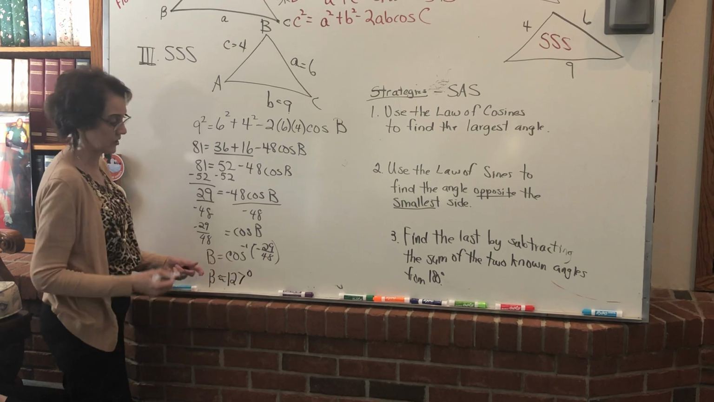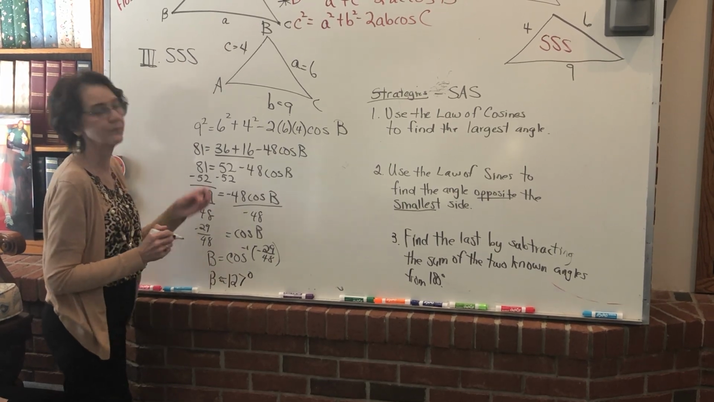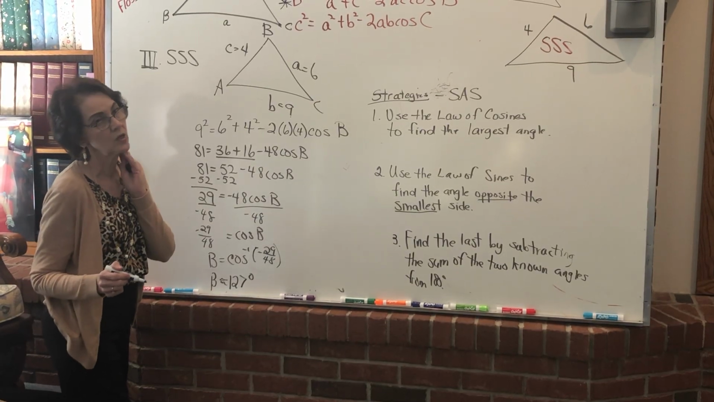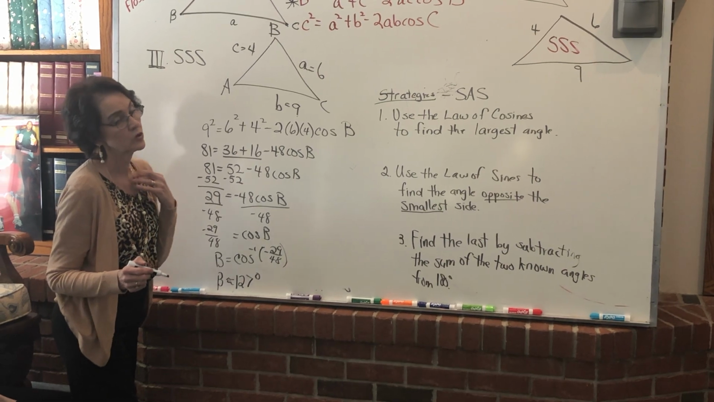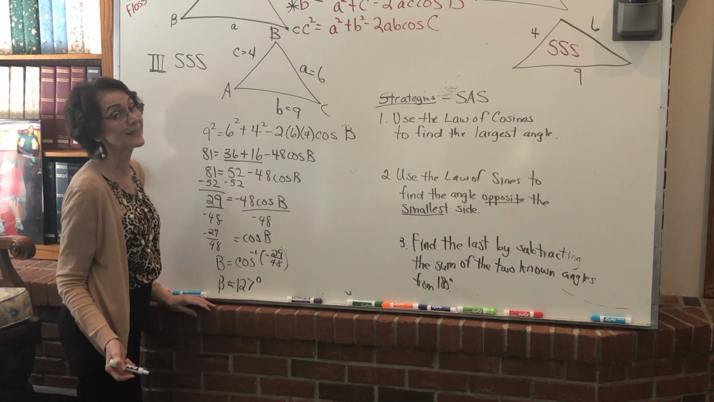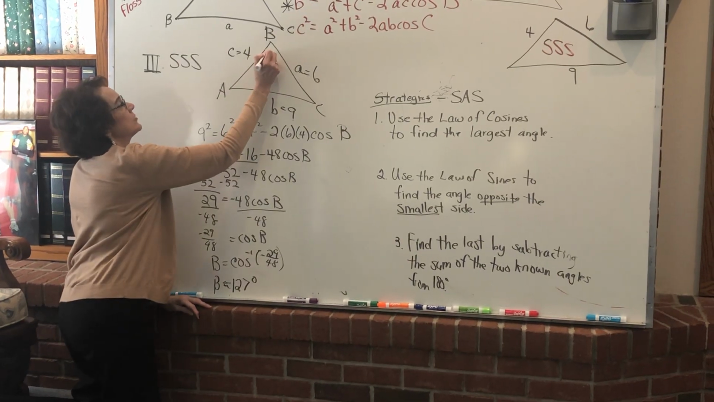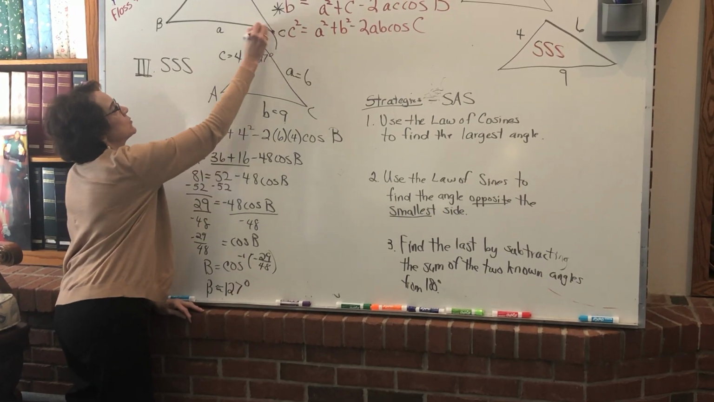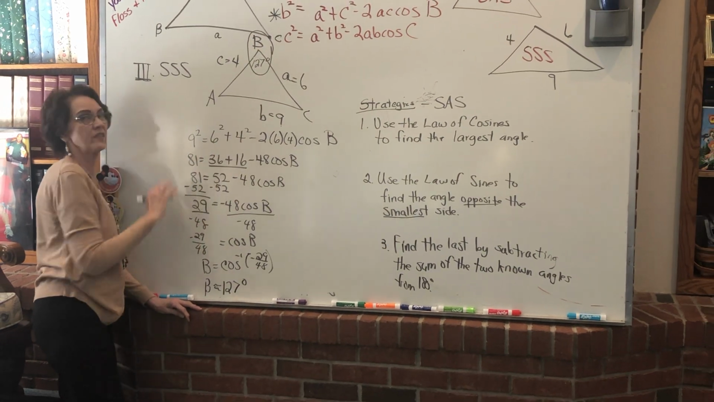And like I said, your book is having you round the angles to the nearest whole number. All right, so angle B, you can see it is an obtuse angle. So that's 127 degrees. So there's one answer. We need to get the other 2.